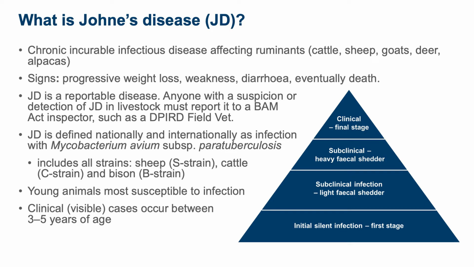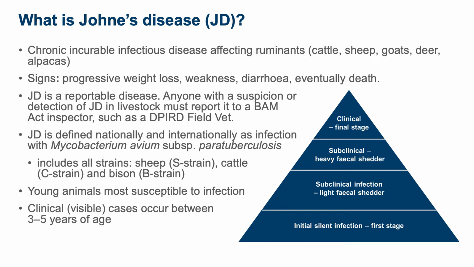JD is defined nationally and internationally as infection with any strain of Mycobacterium avium subspecies paratuberculosis. This includes sheep, cattle, and bison strains. All strains can affect more than one species, not just the strain that they are named for. For example, cattle can be infected with sheep strain. Note that the detection of JD in any species on a property can mean that the property is ineligible to supply livestock for some live export markets and may also impact on the herd's Johne's beef or dairy assurance score status.